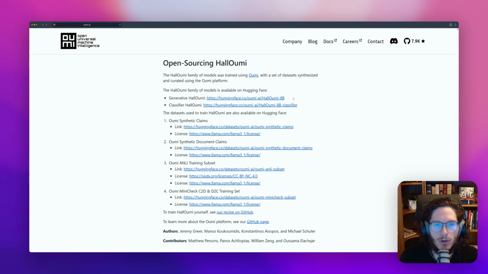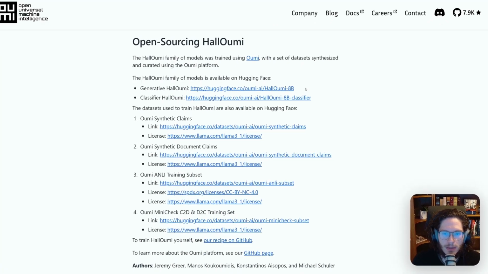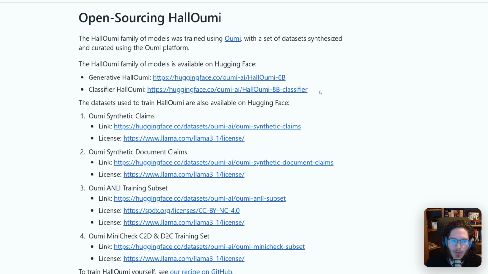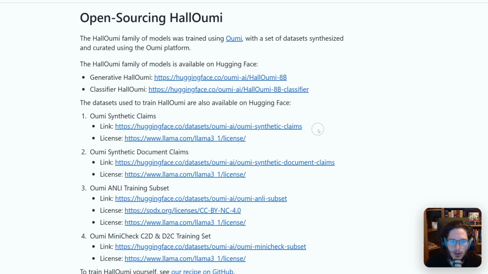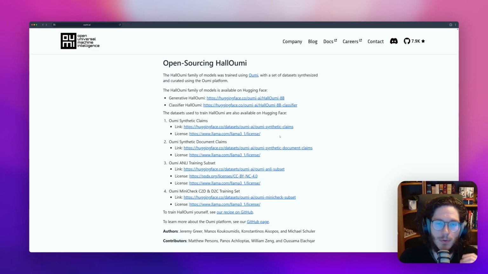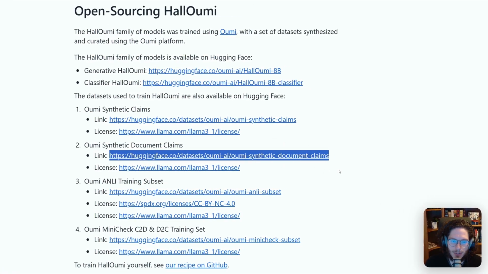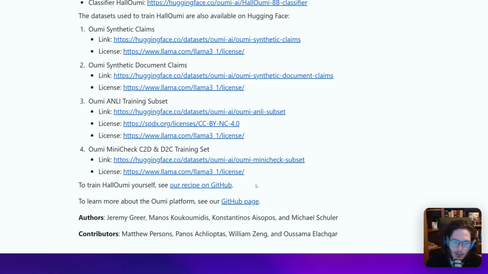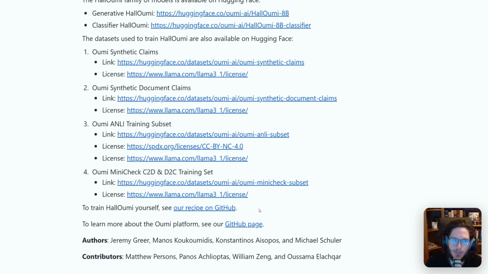Halloumi is open source, was trained using Oumi with datasets synthesized using Oumi. The generative and classifier models are both available on Hugging Face for free, and the datasets are also on Hugging Face. In addition, the process for creating these datasets is outlined on each Hugging Face page, along with appropriate licensing. And the recipe to train Halloumi is located on our GitHub.